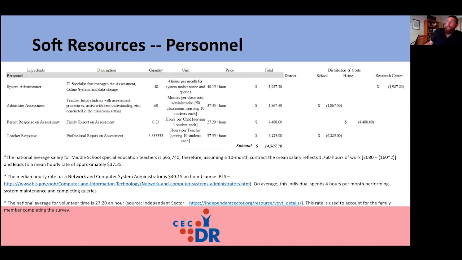I'm only going to go through two of these examples. One is going to be one that is completely made up of soft resources, and this is the personnel. There's a lot of information here to digest. It might be a little busy, so I apologize for that. But recall that we said that we needed a system administrator. And a table like this is really important for summarizing the results of a cost analysis.